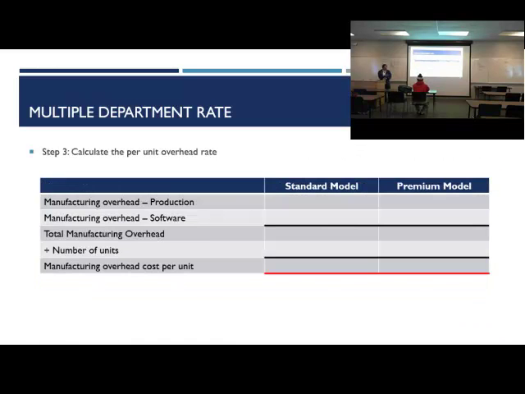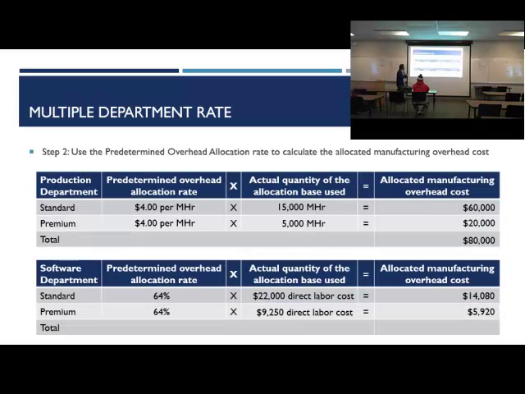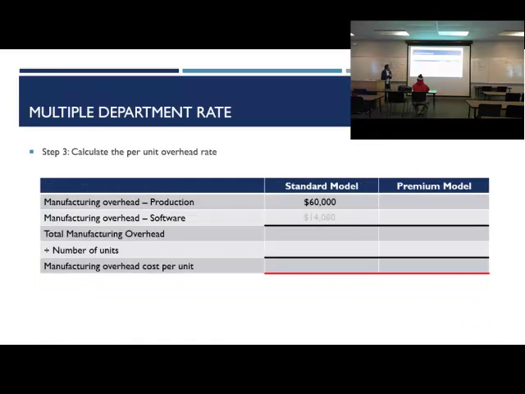Step 3 is now we can add them all up. What's our cost per unit? Well, we had 60,000 in the production and 14,840. Those numbers come from here. 60,000 plus 14,840. So our overhead is 74,880. On the standard model, how many units are we going to produce? 2,000. Okay? 2,000 gets you $37.04. That's the overhead that we're going to allocate per unit in the standard model.